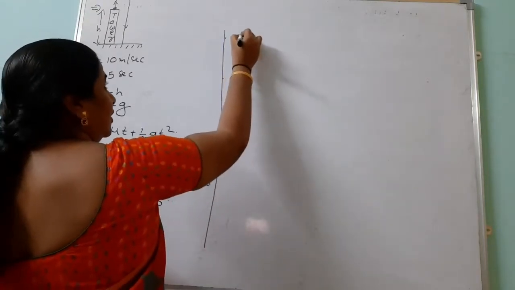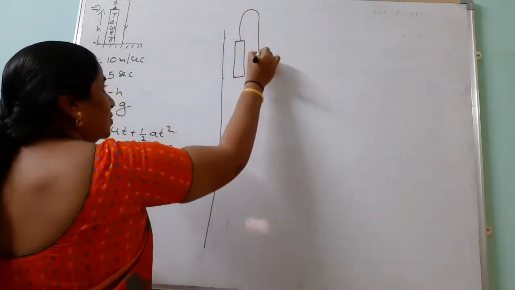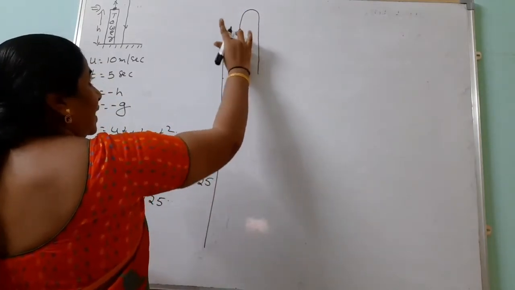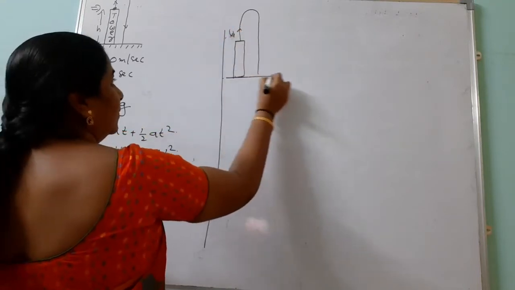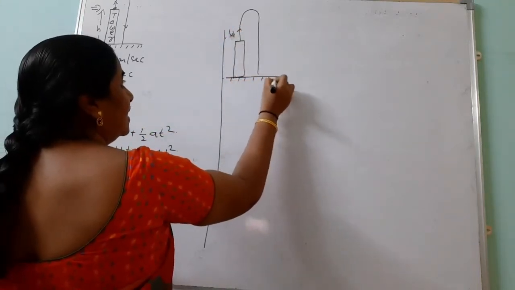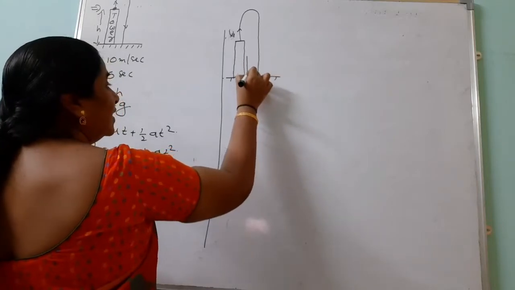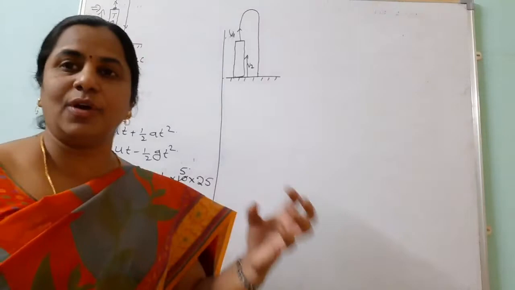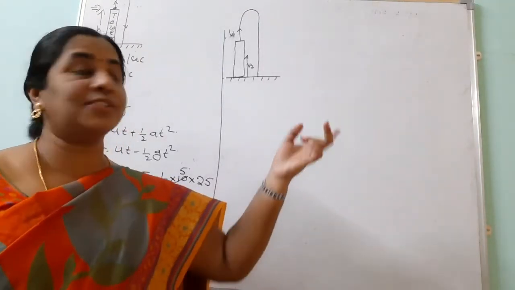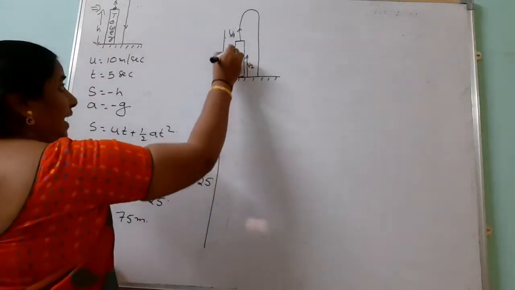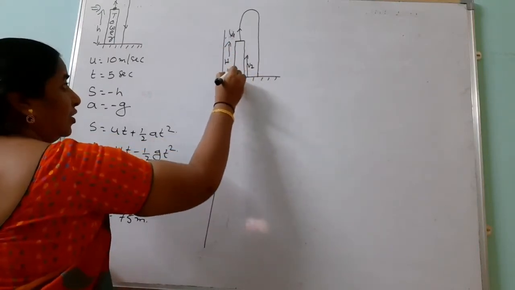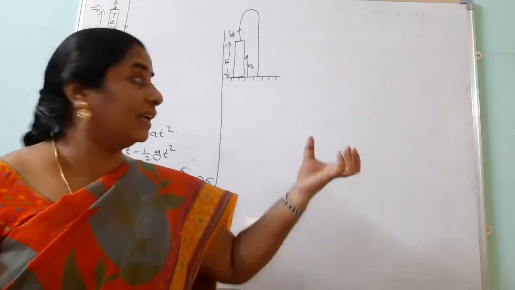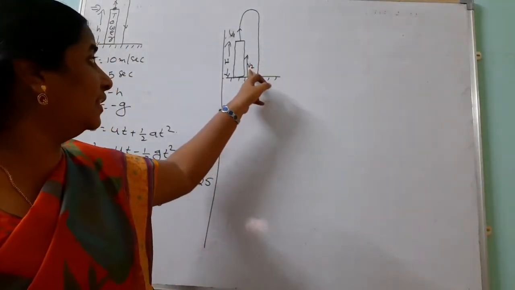top of the tower. You are here and you are projecting one stone vertically upwards with velocity v1. And your friend is on the ground and simultaneously he is projecting another stone with velocity v2. So here two stones are there. You are projecting the stone vertically upwards from the top of the tower, and that height we take as h. And your friend is projecting one more stone at the same time with velocity v2.